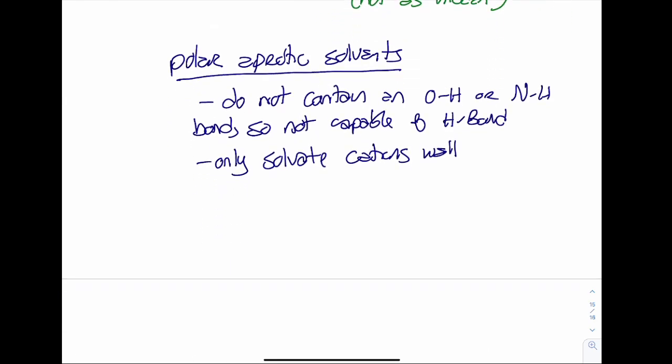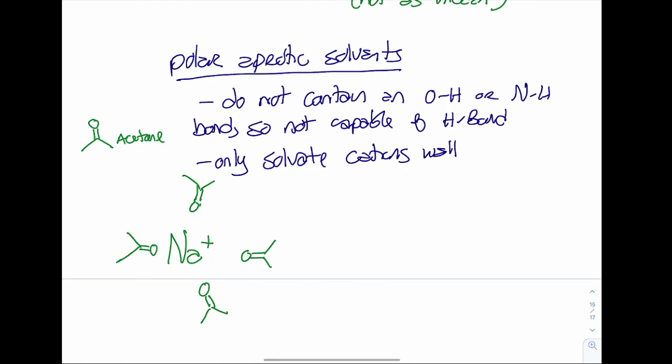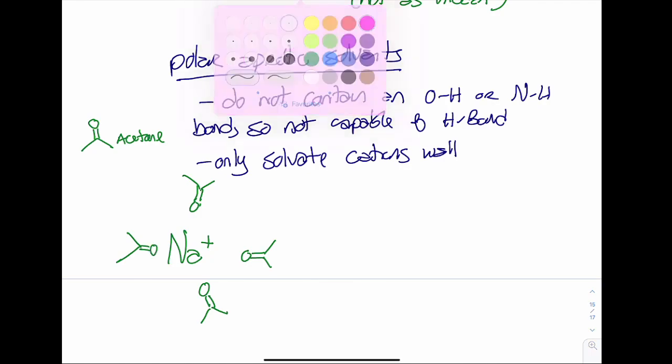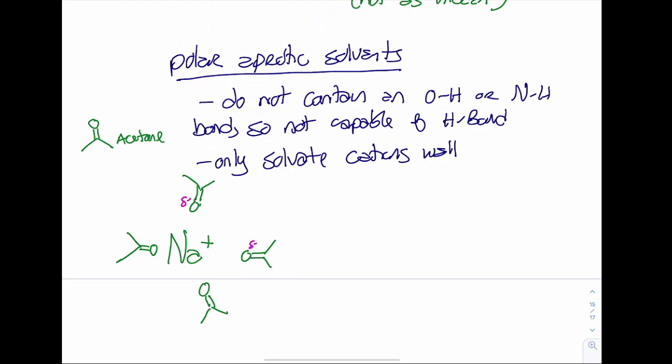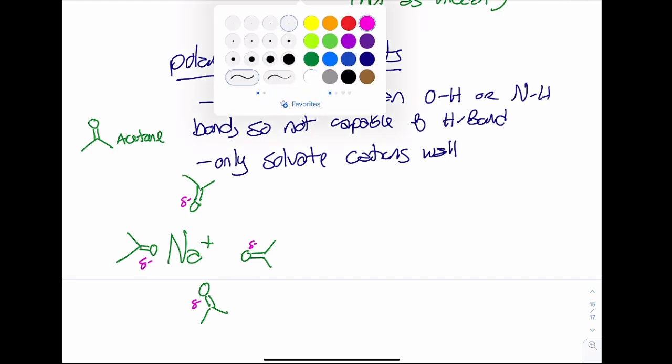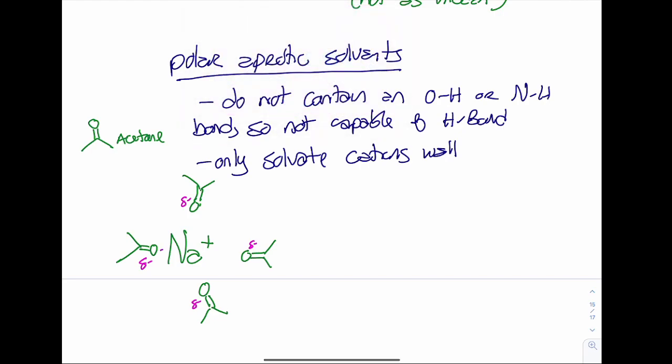So again, if I was to look at sodium, and then we'll use acetone. Acetone's a ketone. It has this structure as my solvent. I do have an oxygen that's partial negative, it's more electronegative than that carbon is. So I can still form pretty decent ion dipole interactions with that cation.